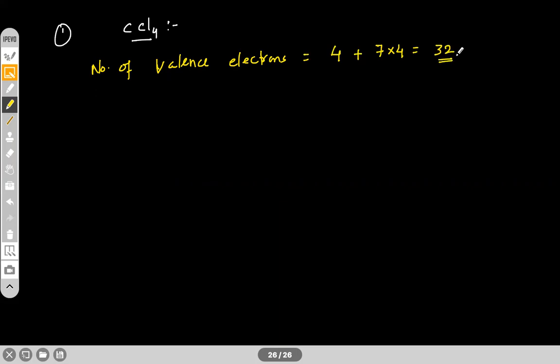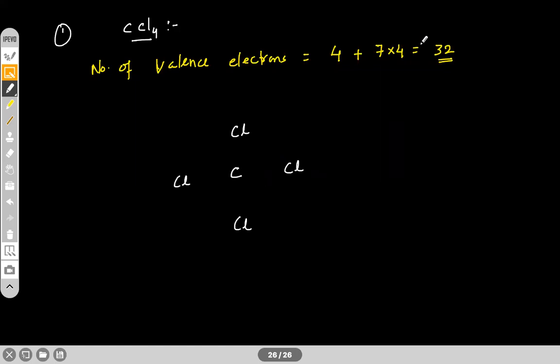Next is, we'll find out the central atom. Identify the central atom. The least electronegative element is the central atom. Carbon should be the central atom. Around the central atom, we'll place the outer atom, which is chlorine in this case. So we'll place this.